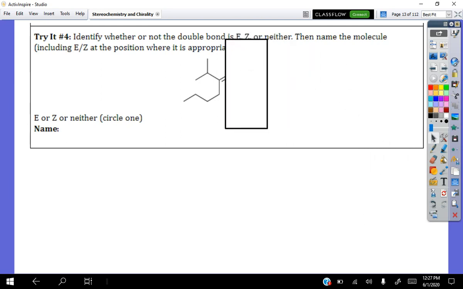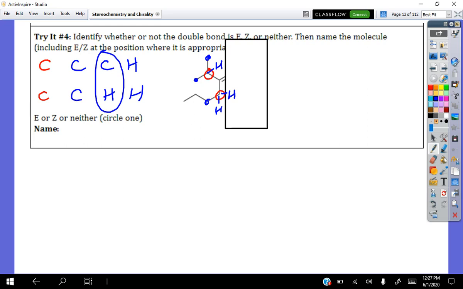And I'm going to cover up this side of my molecule. I see I have a carbon and a carbon. So I need to look at the first point of attachment and see if there's any difference there. So up top, we're attached to a carbon, and then a hydrogen. Here we're attached to a carbon and then 2 hydrogens. So based off of the first point of difference, the isopropyl group up top will have priority.